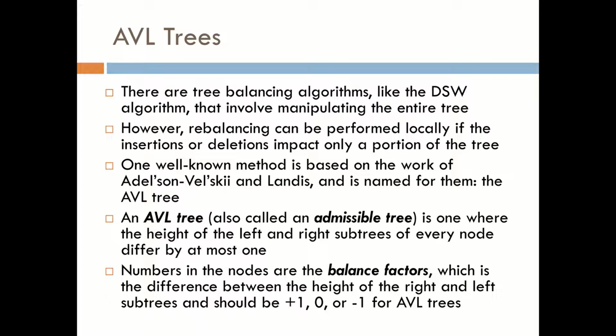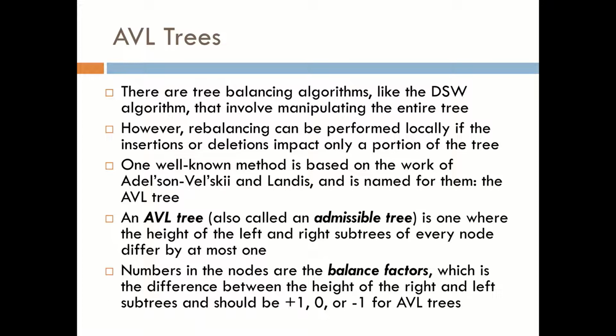So the question is, can we do this in a simpler manner? Can we do it locally? And it turns out that we can. The things that tend to throw a balanced tree out of balance are pretty limited. It's either I insert a node into the tree or I remove a node from the tree. That's a rather local operation. And if we can rebalance at the point or in the general neighborhood of where that deletion or that insertion takes place, then we're bound to get better performance.